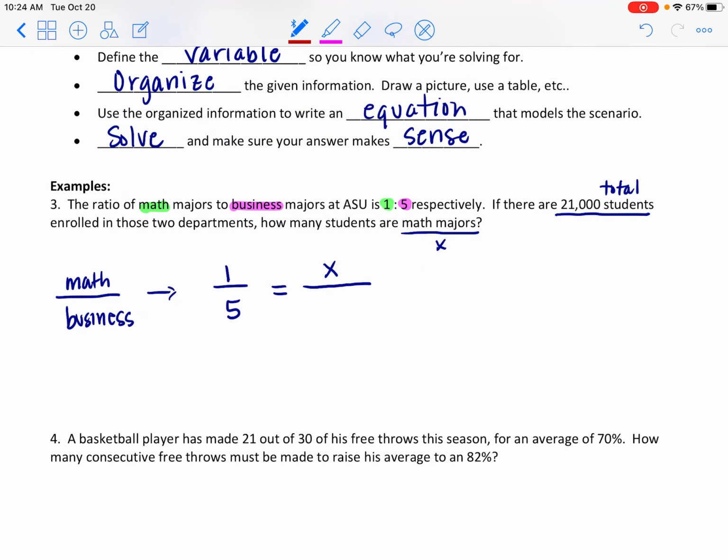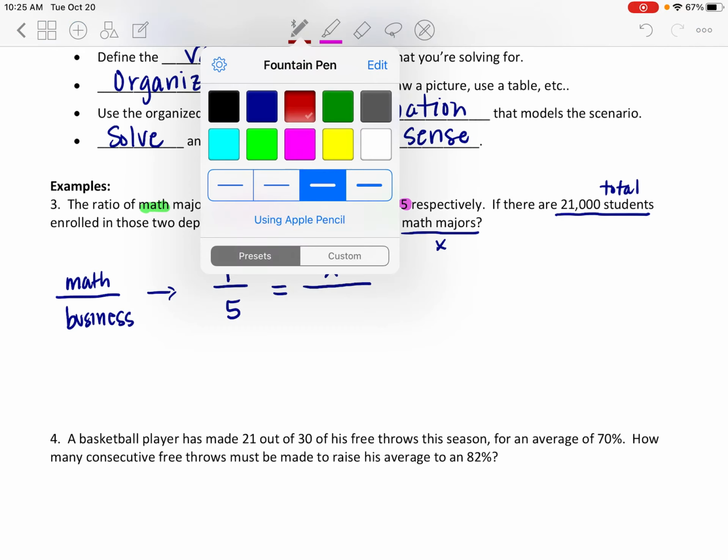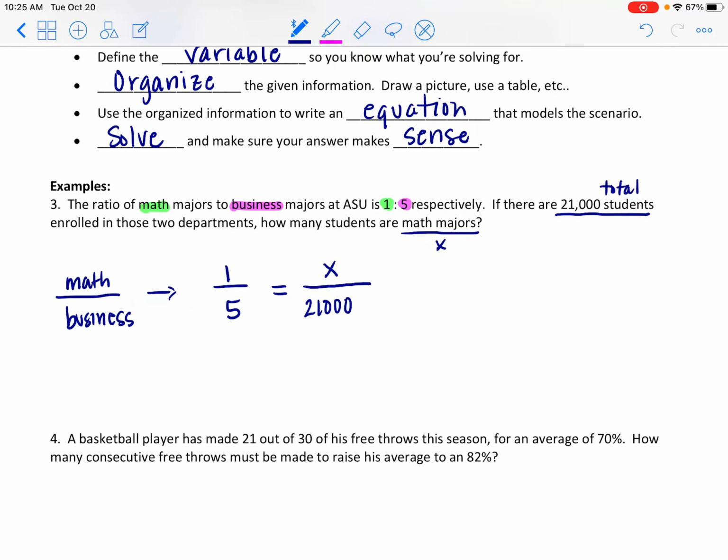So let's just pretend there were 1,000 math majors. If there were 21,000 students total, the other 20,000 would have to go here, right? If there were 2,000 here, then the remaining 19,000 would go on the bottom. If there were 3,000 math majors, then the other 18,000 would go on the bottom. So if there are x amount of math majors, we have to subtract them from the 21,000 to figure out how many are left for business majors. So on the bottom of the fraction, it's the 21,000 students total minus the math majors. The rest would be the business majors.